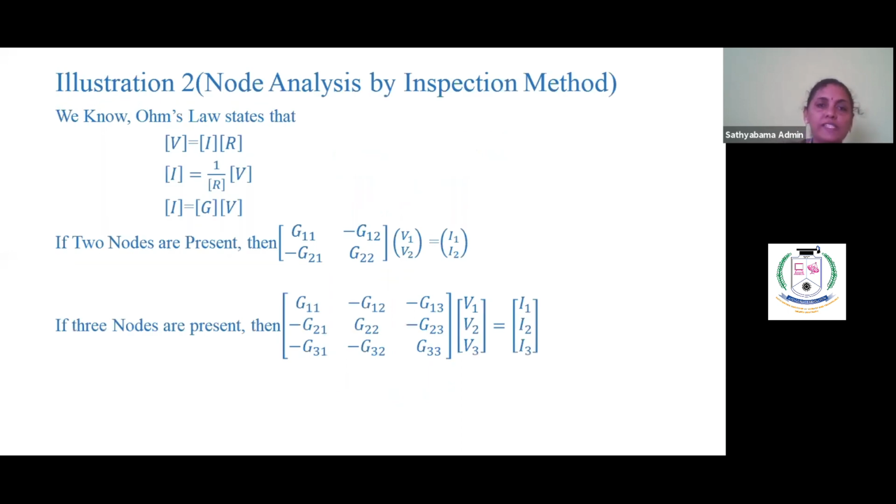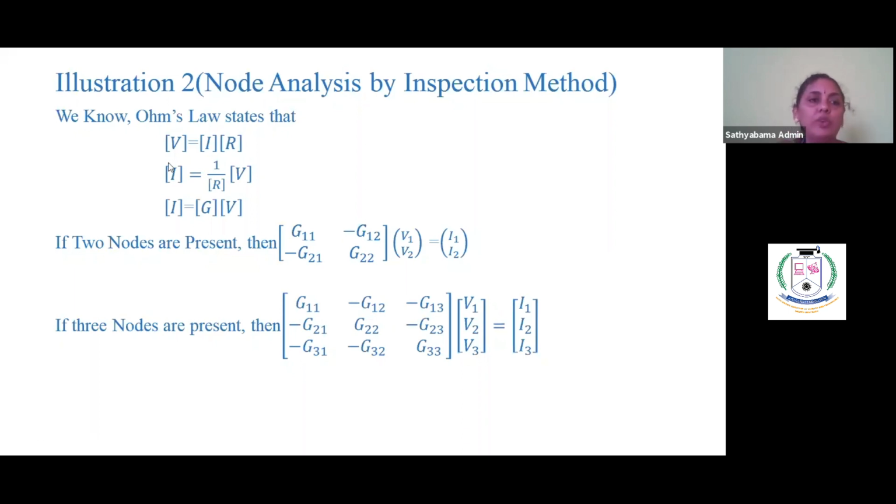Now next illustration, nodal analysis by inspection method. This is the easiest method as far as nodal analysis is concerned. Here, just by seeing the circuit, you will write the matrix and solve it. When you are going by inspection method, check what is required in the question and find that alone. If you are given 3 nodes and the question asks to find the second node voltage, then just find V2 alone, do not find V1 and V3.